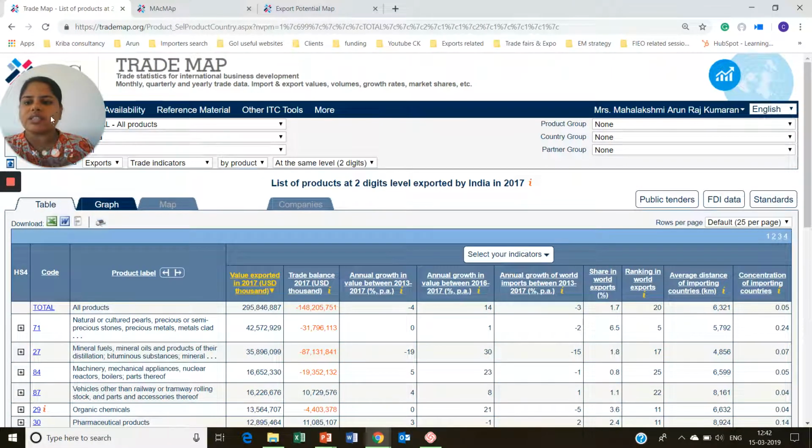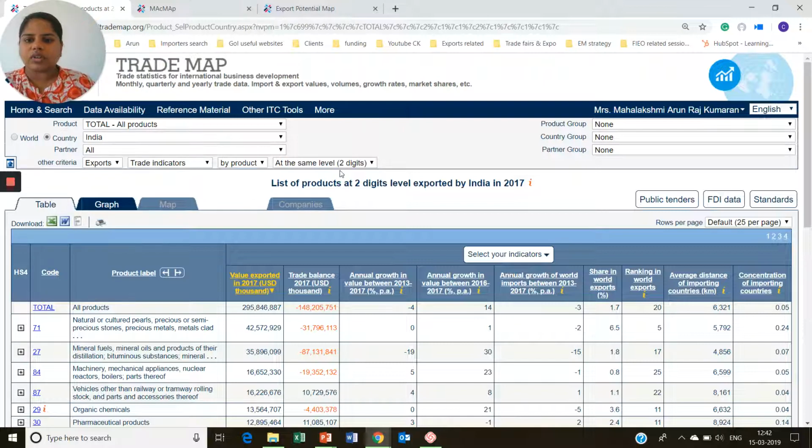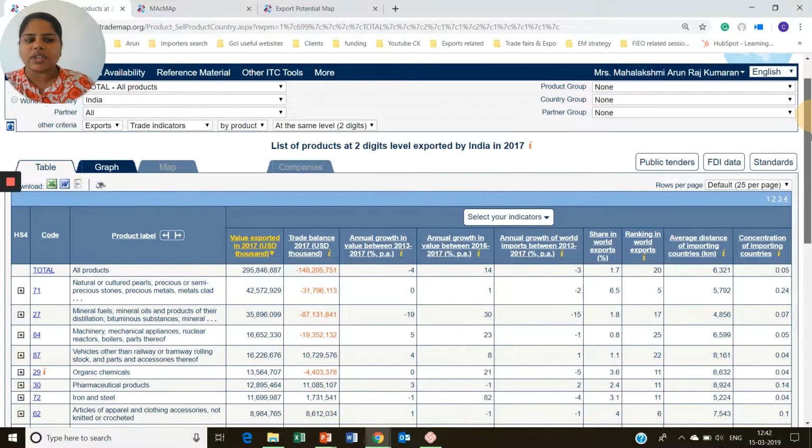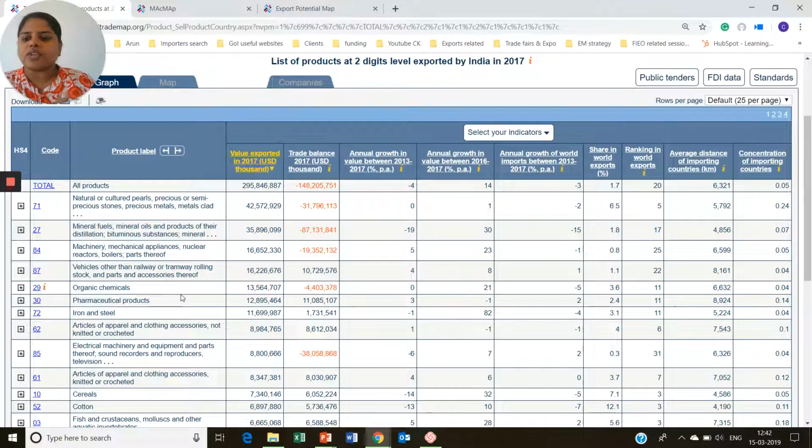Here you can see the selection at the two-digit level. So whatever comes up will be in 2-digit, that means the sectors. Based on these lists, you can choose a particular sector to select a product for exports. If you are good at pharmaceutical products, organic chemicals, cereals, cotton, or fish, this is easy for you to narrow down your options.